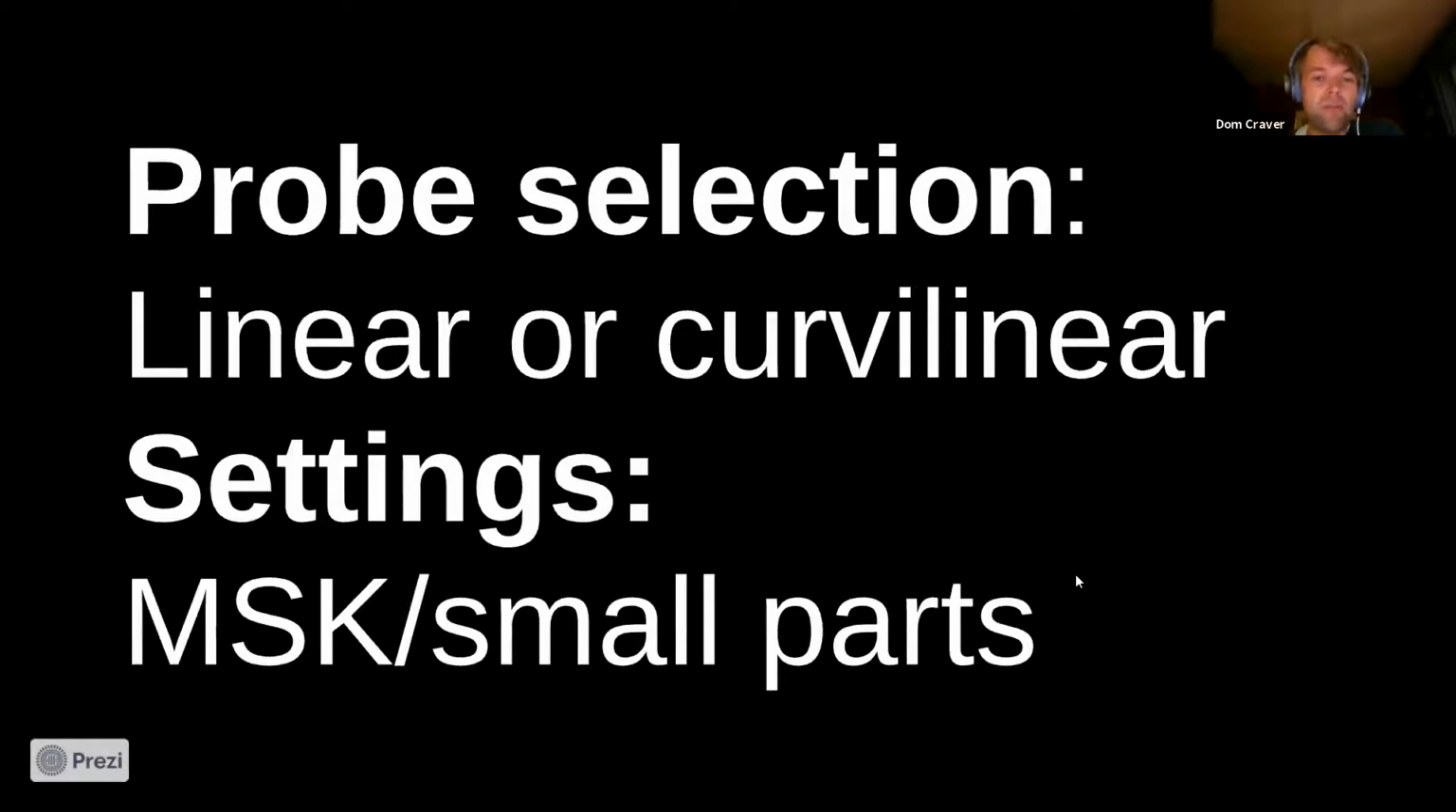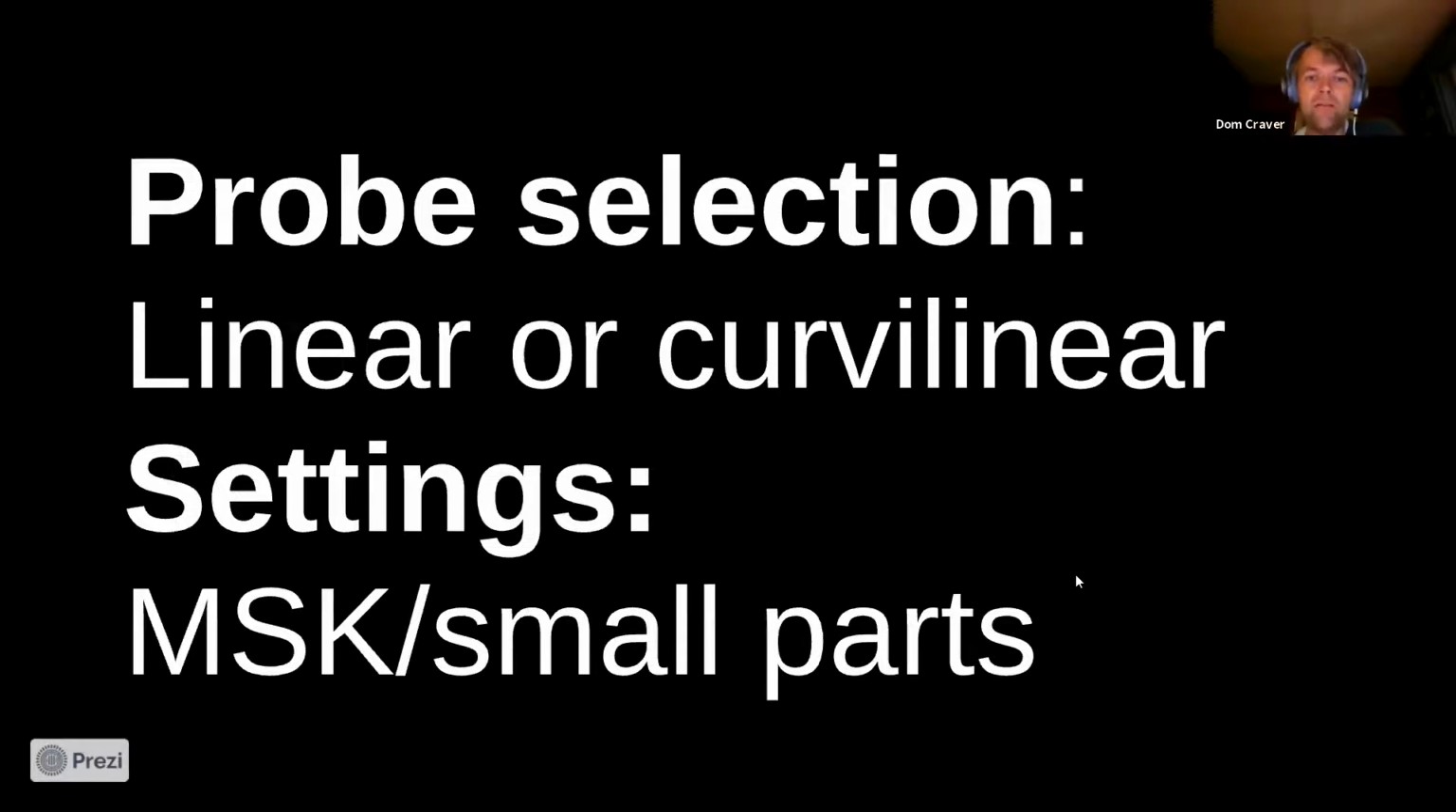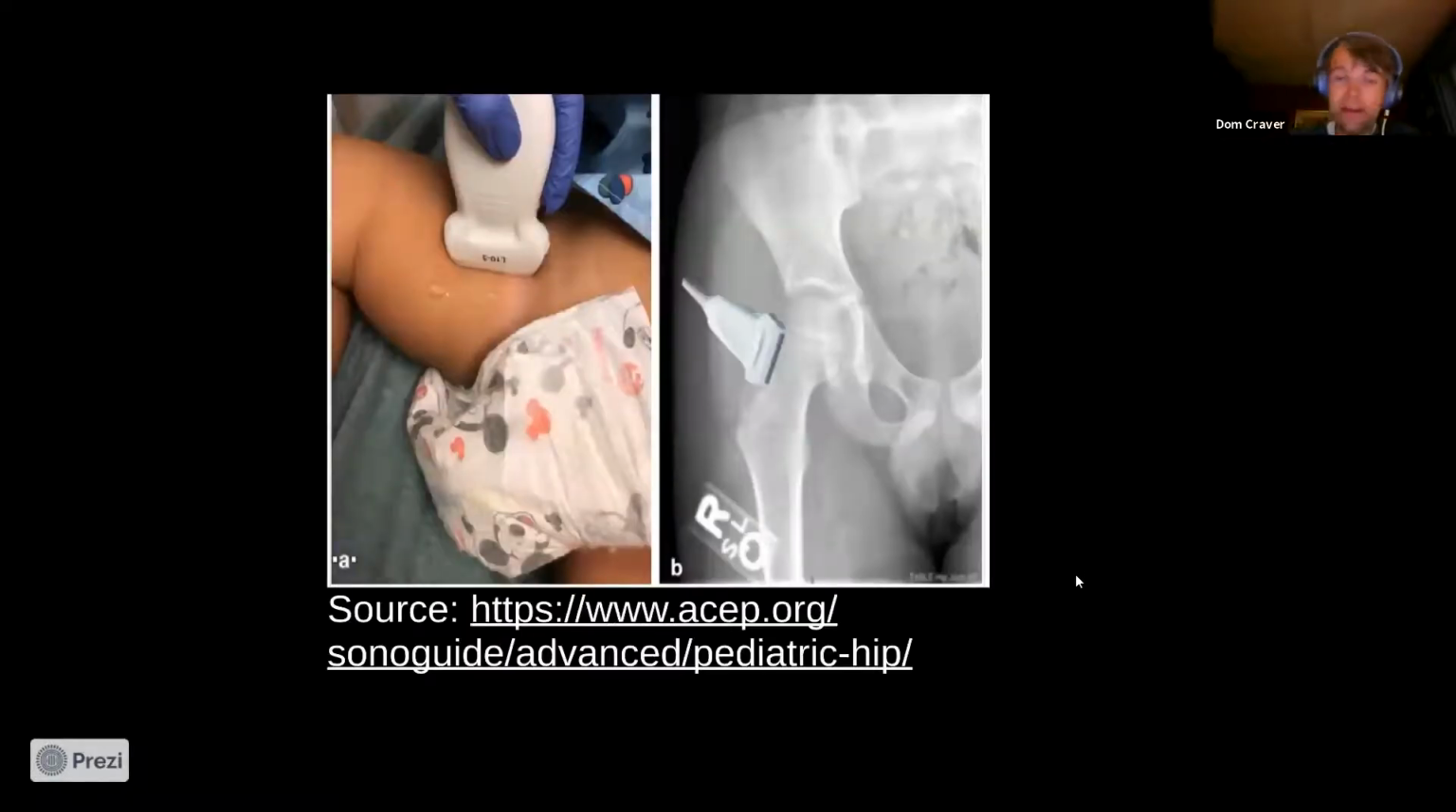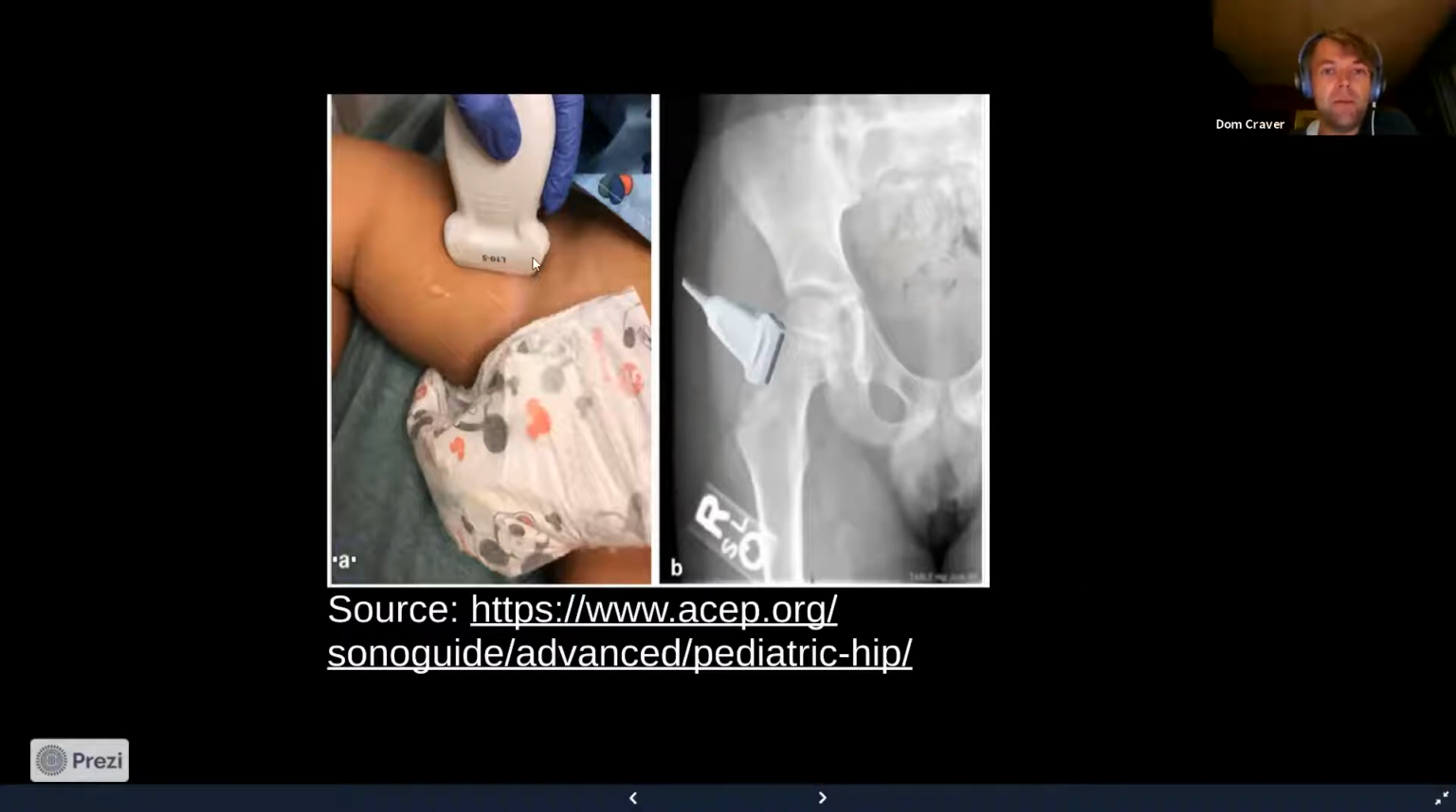So where are you going to put your probe? I've shown this image from ASEP. They've got some really good stuff on a couple of pediatric things like hips, foreign bodies, and some appendix stuff. But where are you going to put your probe? Your marker's going to go up on your linear probe, marker pointing up towards the belly. You're going right up to the groin.